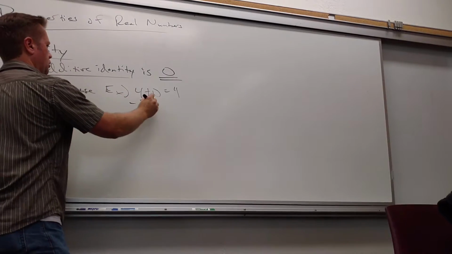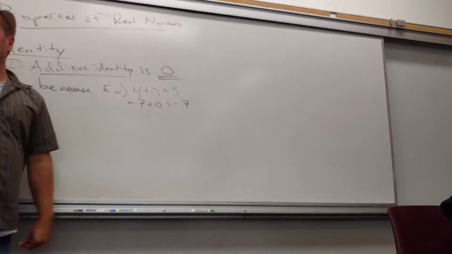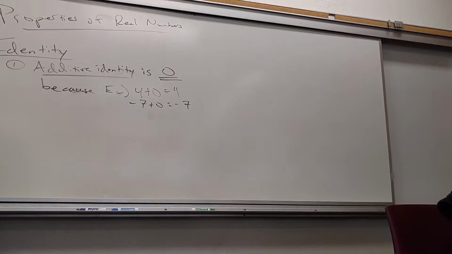Negative 7 plus 0 is negative 7. So I want the word to make sense. Why did math people choose that word? I want that to make sense. 0 is the additive identity because it's what I add to something to keep it the same.